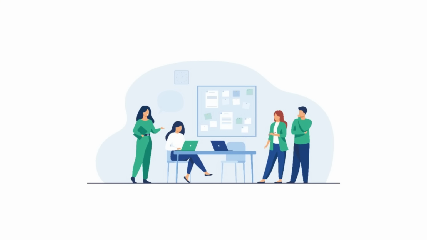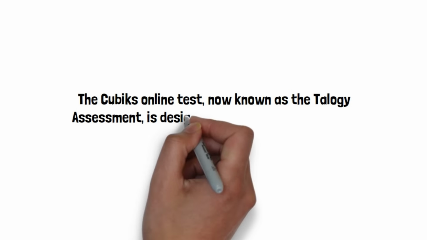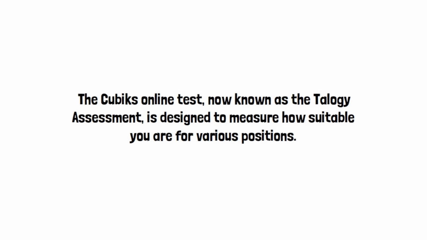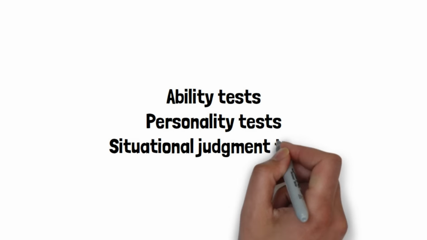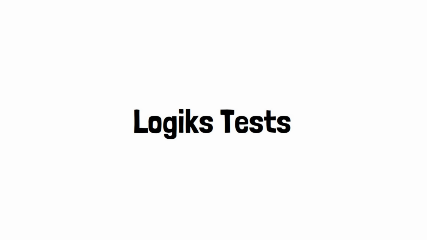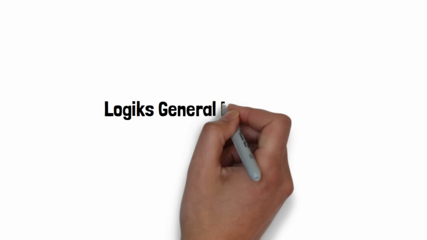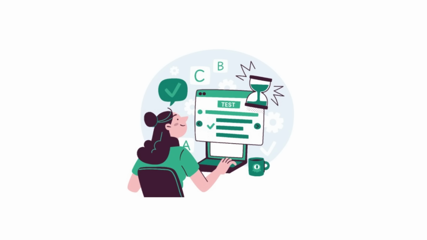The Cubiks online test, now known as the Talogy assessment, is designed to measure how suitable you are for various positions. Cubiks Talogy features a variety of psychometric tests, including ability tests, personality tests, and situational judgment tests. Today, we will focus on the ability tests, also known as Logiks Tests, which include the Logiks General Intermediate and Logiks General Advanced tests. These tests include multiple questions and time constraints, demanding both speed and accuracy. Don't worry, though. We'll walk you through everything you need to succeed.